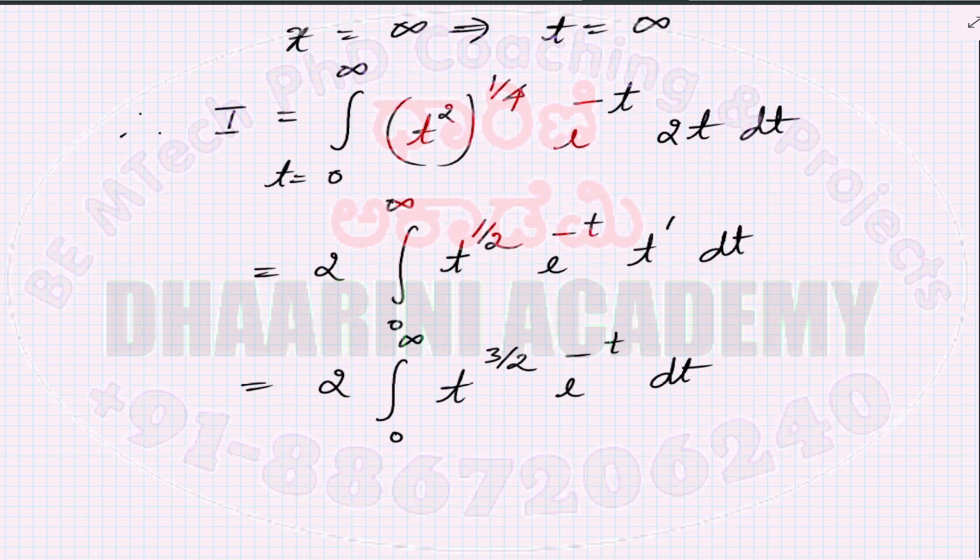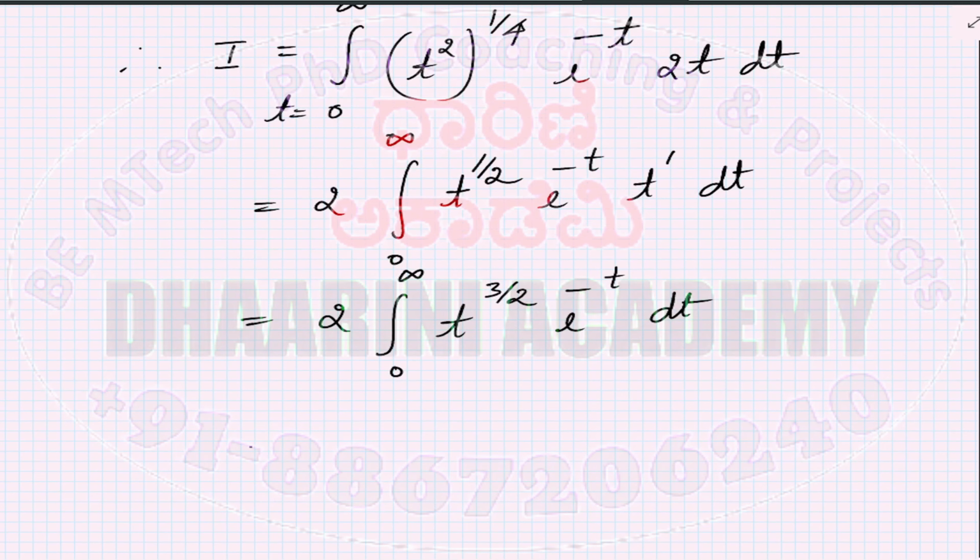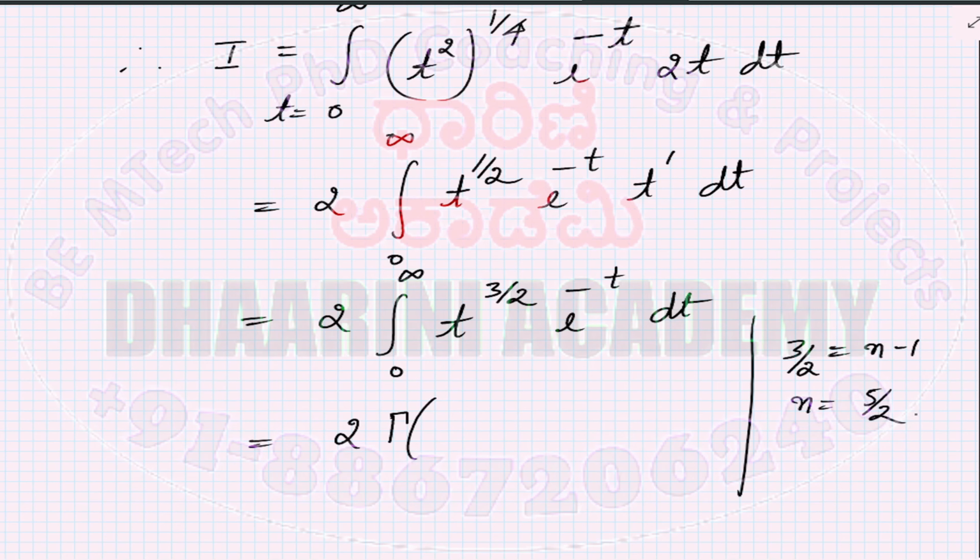Okay, so this means I can say that this is 2 times gamma of, I need to find out. So I will make a calculation here. That 3 by 2 is nothing but n minus 1, like a previous problem. N minus 1 is equal to this, which means I'll come to know that n is equal to how much? 5 by 2. So this is 2 times gamma of 5 by 2.